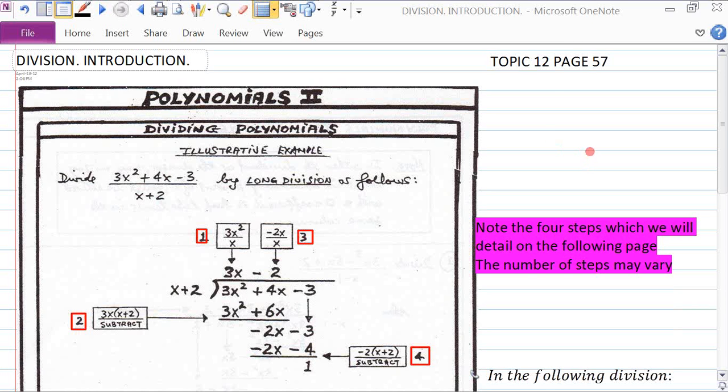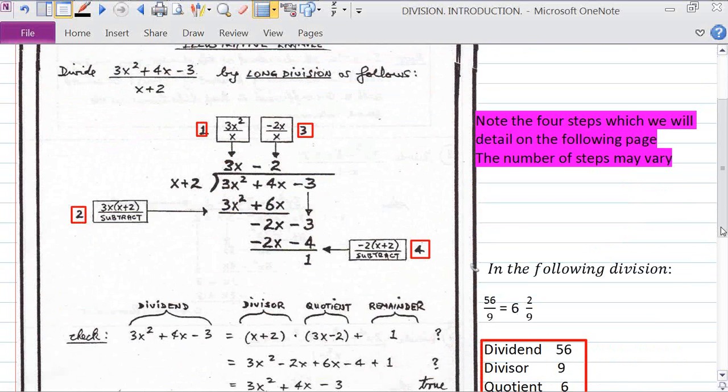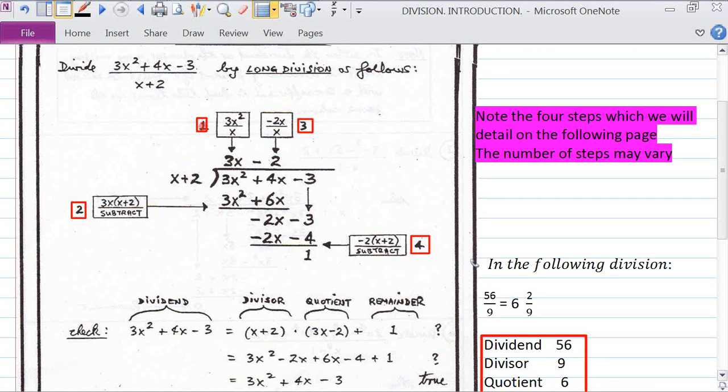Going to look at page 57, which is really dividing polynomials, and in this case we're going to spend time to take 3x squared plus 4x minus 3 and divide it by x plus 2 by long division, and we're going to show the steps that are involved in these very carefully. And the steps are 1, 2, then 3, and 4.